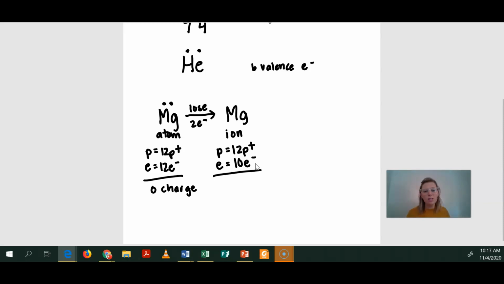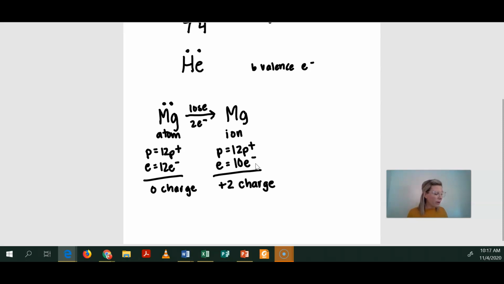Now, as a result of this, remember metals lose electrons and they're going to form positive ions. But here's why. I now have 12 positive charges and only 10 negative charges. So if you think about them balancing each other out, 10 of those negative charges balance out 10 of those positive charges. But that leaves us with an overall extra +2 positive charges, so an overall +2 charge.